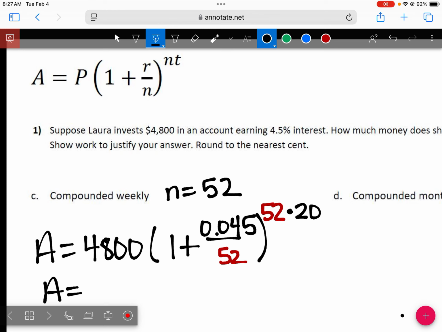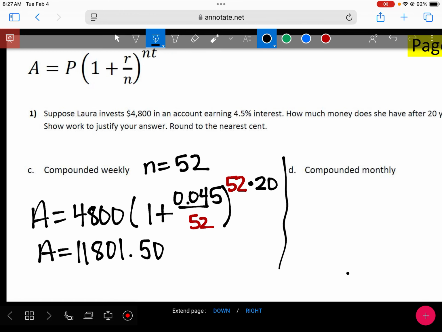So hit the exponent key. Hit this button. That makes it an exponent. Now type in 52 times 20. So we got $11,801. And what's the numbers after? 50 cents. Who had that? All right, part D.